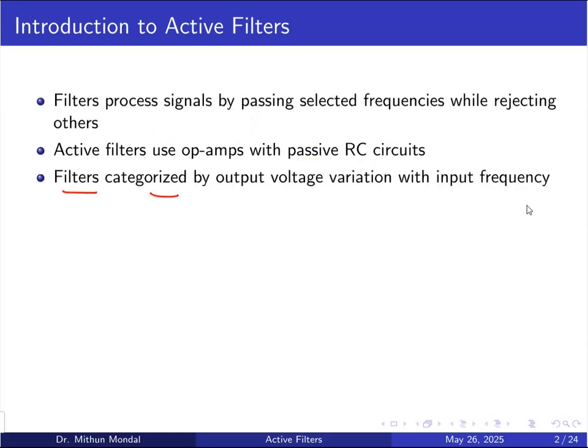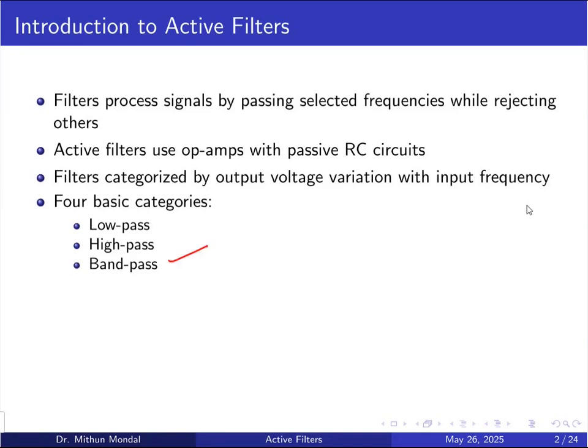Filters are categorized by output voltage variation with input frequency. So we are basically sweeping the input frequency and then measuring the output voltage. So voltage is a function of frequency. Four basic categories of these active filters we will discuss. The first one is the low pass filter, then the high pass filter, band pass filter, and band stop filter.